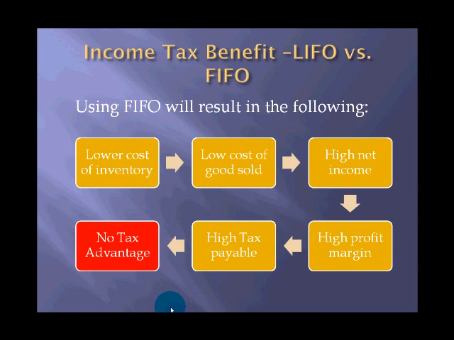What is the tax benefit, comparing FIFO versus LIFO? Using FIFO, the cost of goods sold will be calculated by using the cost of the inventory that was first purchased. Since the inventory first purchased had a lower cost than the inventory last purchased, your ending inventory will be valued on the balance sheet at a higher cost. It results in a lower cost of goods sold on the income statement.